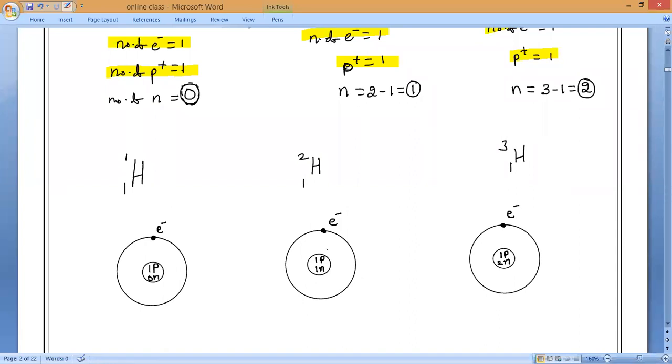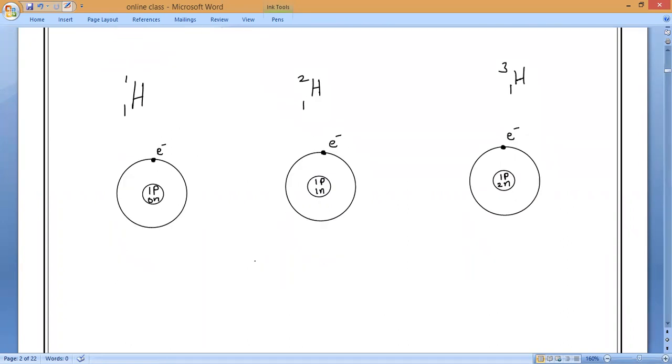Any doubt? Anyone can ask. Clear, guys? Yes, sir. So what is the name of this one? First one, protium or simple hydrogen. Second one, deuterium. Third one, tritium. Clear, everyone? This is the first isotope example.